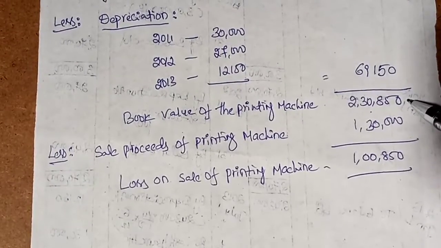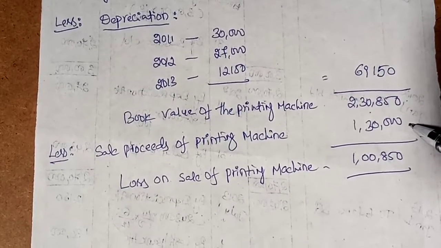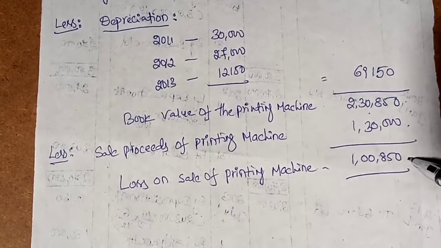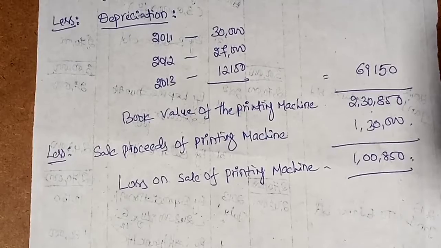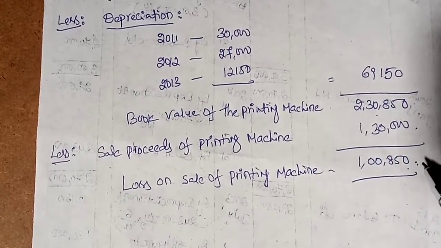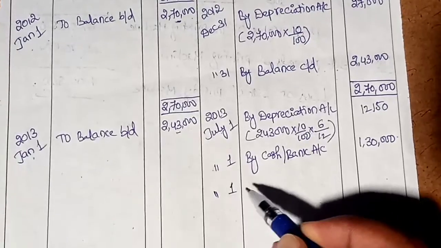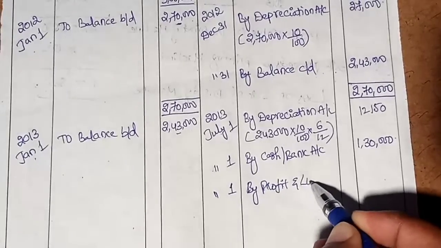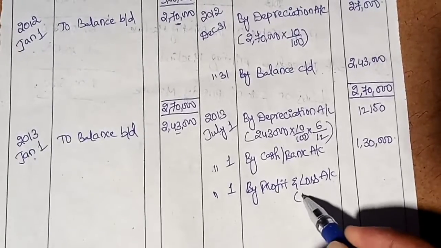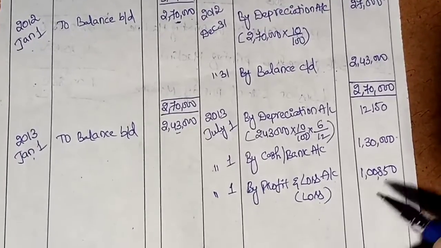Actually, the book value of the asset is 2,30,850, but we sold it only for 1,30,000. That's why the loss is 1,08,850 rupees. This is the loss on sale of printing machine. This loss should be transferred to profit and loss account. That's why July 1st, by profit and loss account, loss 1,08,850 rupees.